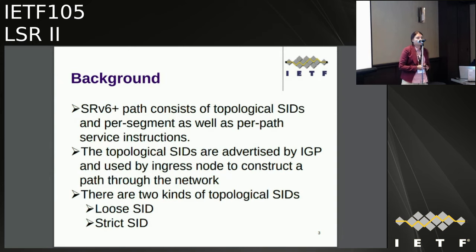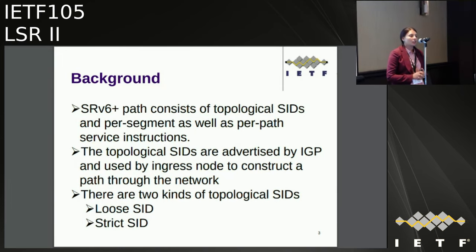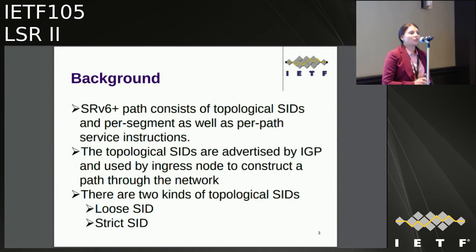SRv6 Plus is a mechanism for constructing a path through the network using topological SIDs. The difference is that you have what are called topological SIDs, which are used for constructing the path, and then you have per-path and per-segment service instructions. So what gets advertised in ISIS is only the topological SIDs. We have two kinds of topological SIDs, a loose SID and a strict SID.